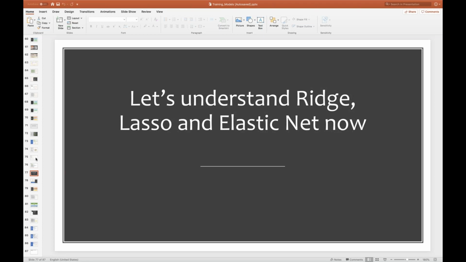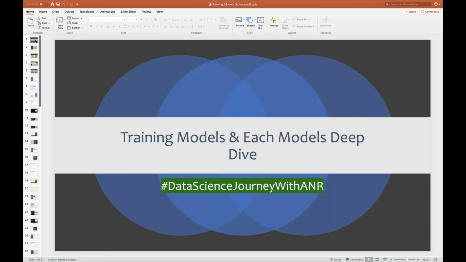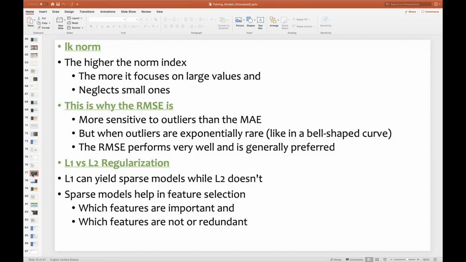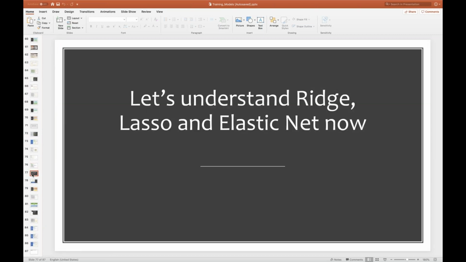So that's the reason I always say my trainings are not trainings, they are a journey. That's the reason I put data science journey with ANR. Data science journey with ANR means data science is not just a 1 month or 2 month course. It keeps on adding, and you need to keep your foot on top of it and update your skills.